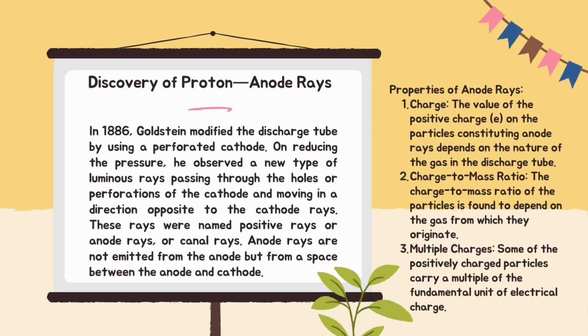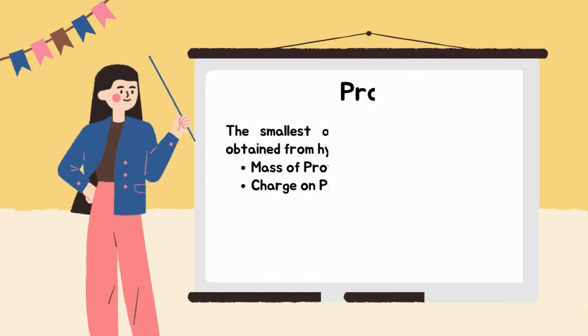Properties of anode rays. Charge: the value of the positive charge e on the particles constituting anode rays depends on the nature of the gas in the discharge tube. Charge to mass ratio: the charge to mass ratio of the particles is found to depend on the gas from which they originate. Multiple charges: some of the positively charged particles carry a multiple of the fundamental unit of electrical charge.